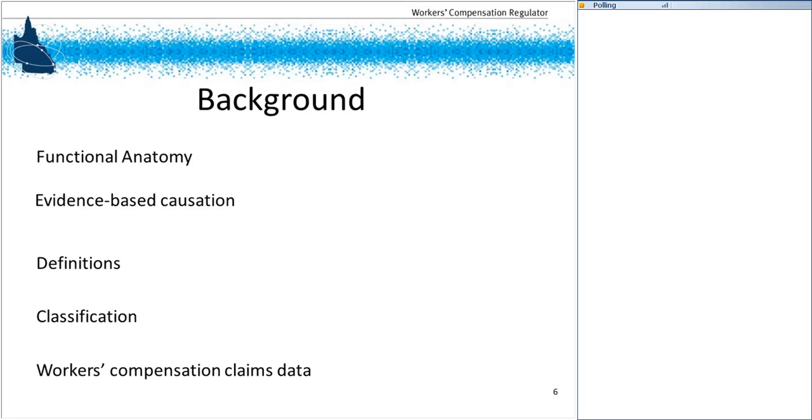So the next few slides will outline some basic concepts about the anatomy of the lower back, some definitions, including the definition of non-specific low back pain and specifically what it isn't, a time-based classification of low back pain, and a brief outline of recent workers' compensation data.